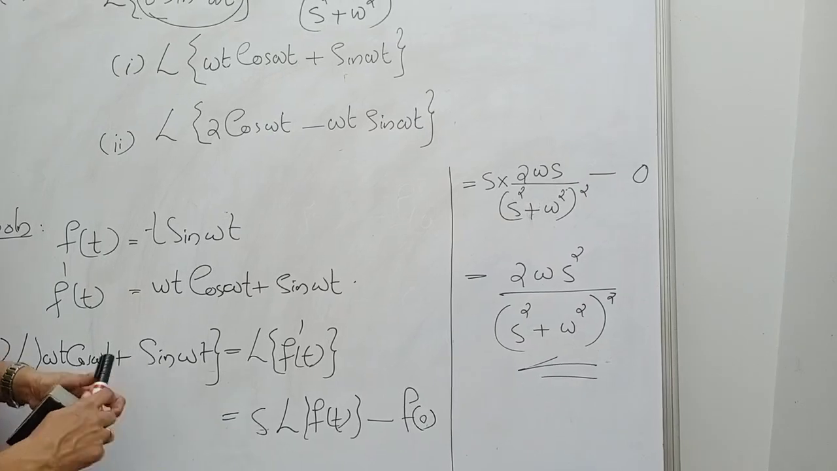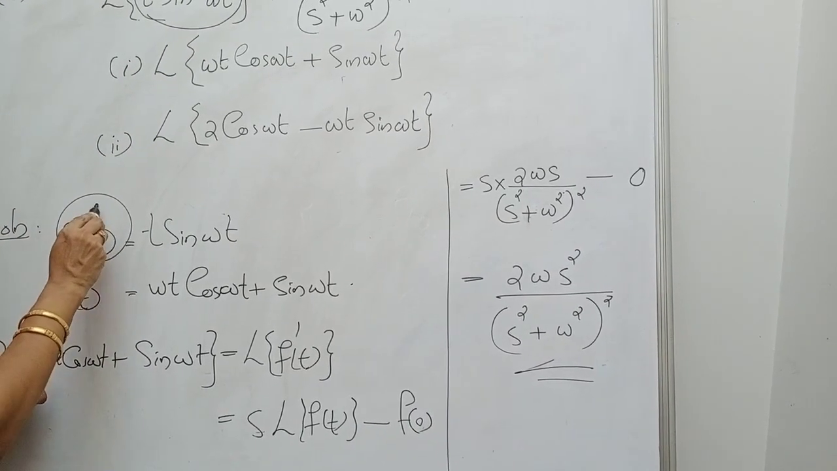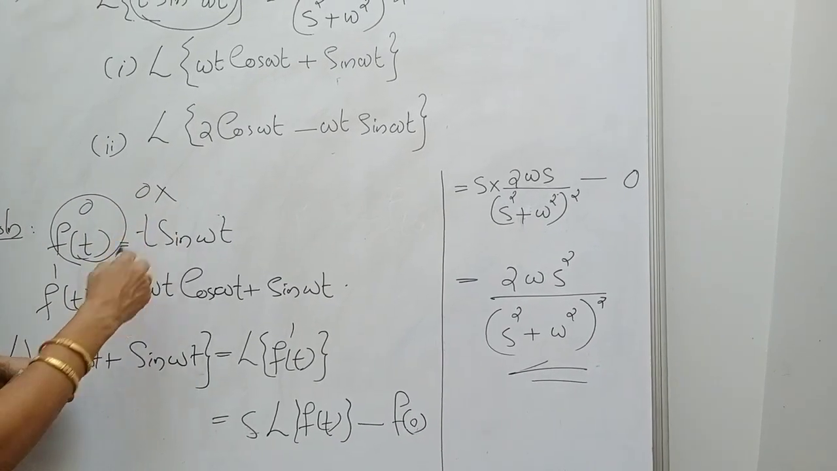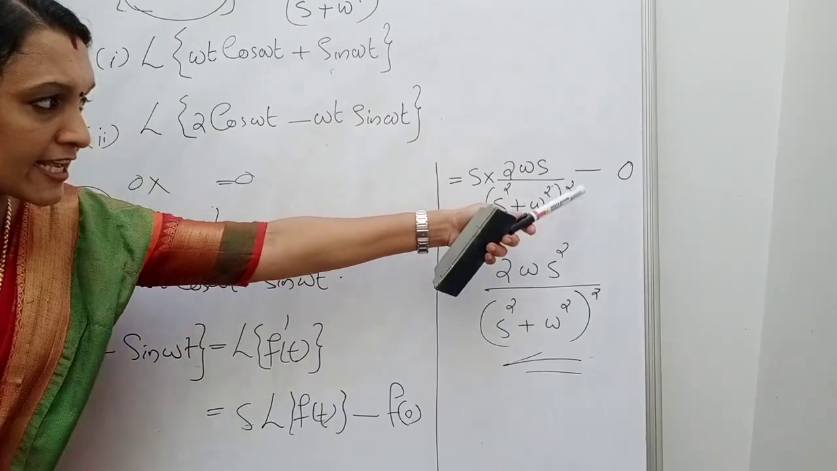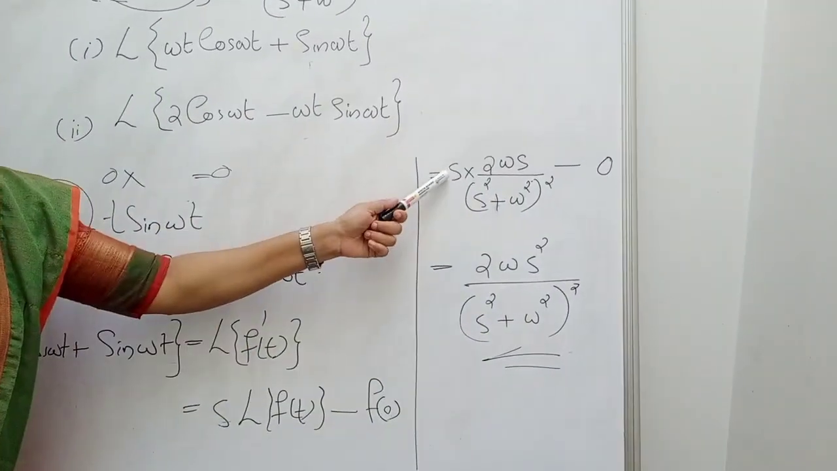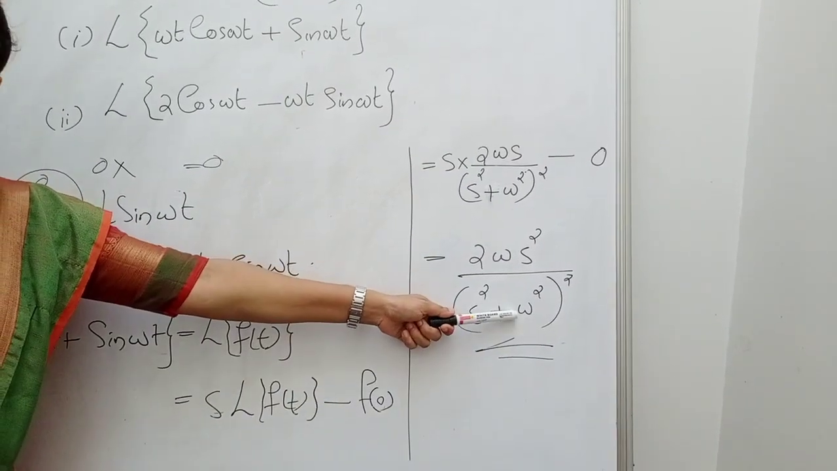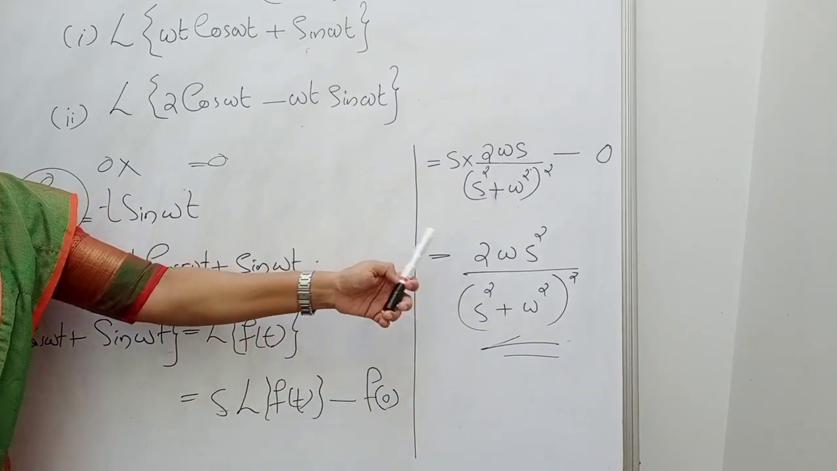So this is f of t, right? In f of t, you put t is equal to 0. When t is equal to 0, this is 0 into... okay, so in total this is equal to 0. So f of 0 is 0. Therefore, 2 omega s square divided by s square plus omega square the whole square, and this is the final answer.